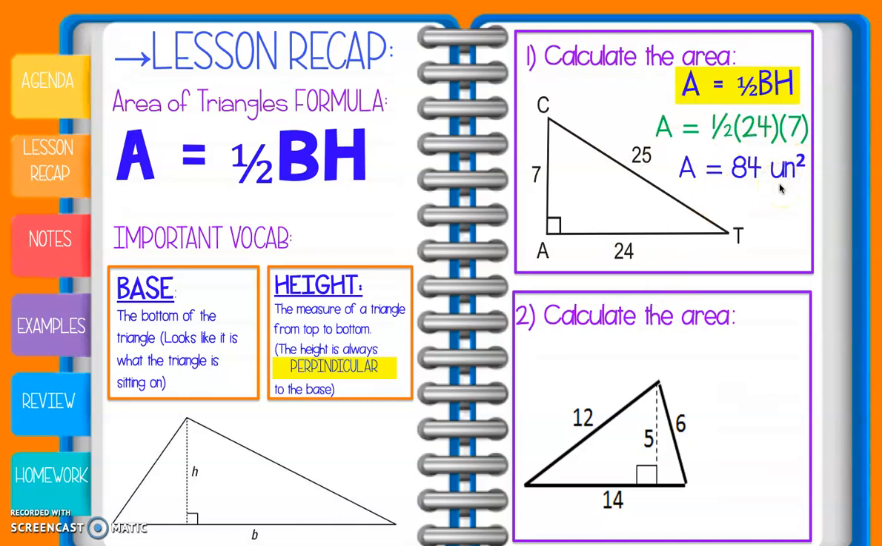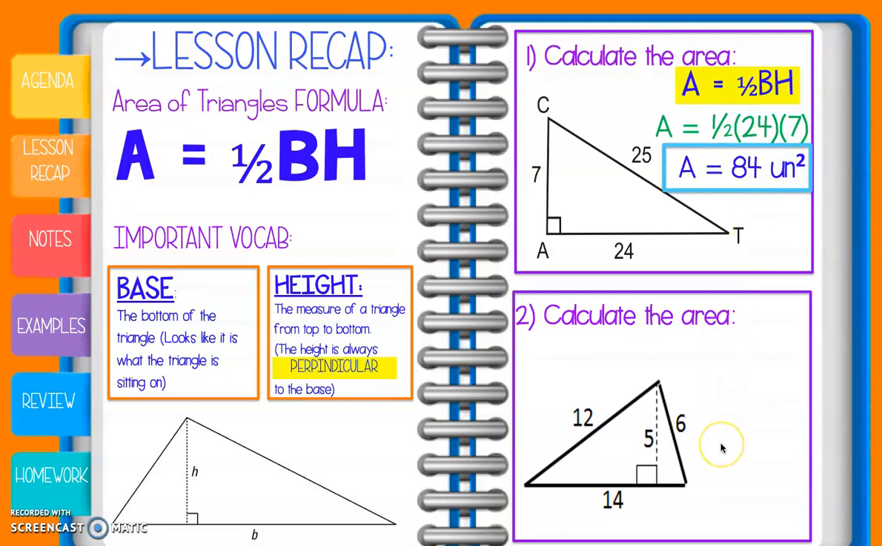Now, anytime you're dealing with area, your units are always going to be squared. We're taking units times units, so that gives us units squared. So sometimes it's feet squared, sometimes it's centimeters squared. Whatever it is, your answer is always squared. So our final answer is area equals 84 units squared.